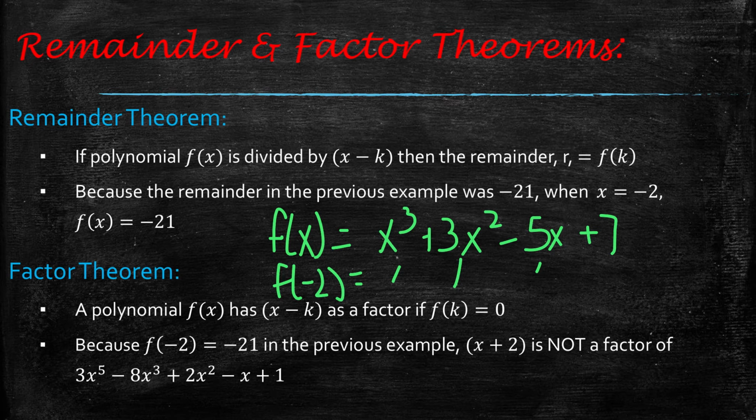The factor theorem. What a factor theorem states is that a polynomial f of x has x minus k as a factor if f of k is equal to 0. So because f of negative 2 is equal to negative 21 in the previous example, x plus 2 is not a factor of that polynomial. So this will help you find factors a little bit faster. If you have a remainder that's not 0, then it is not a factor. If you do have a remainder of 0, then you know that the initial divisor is a factor. So it can kind of help you with that going forward.